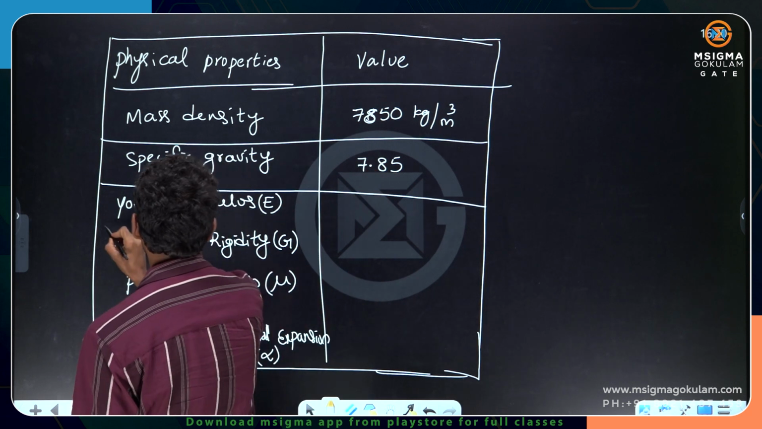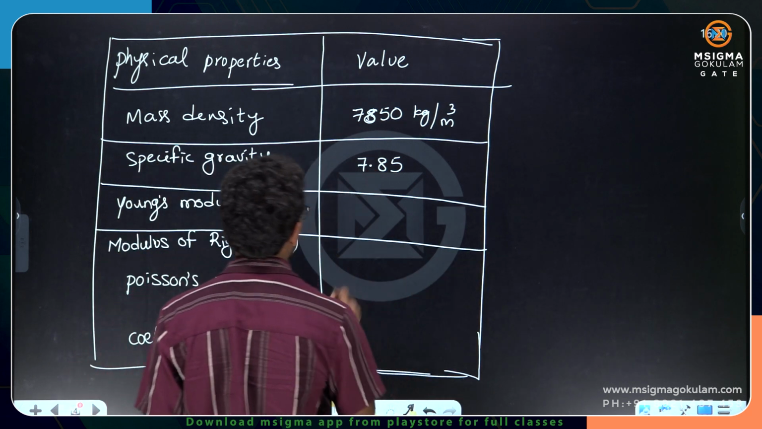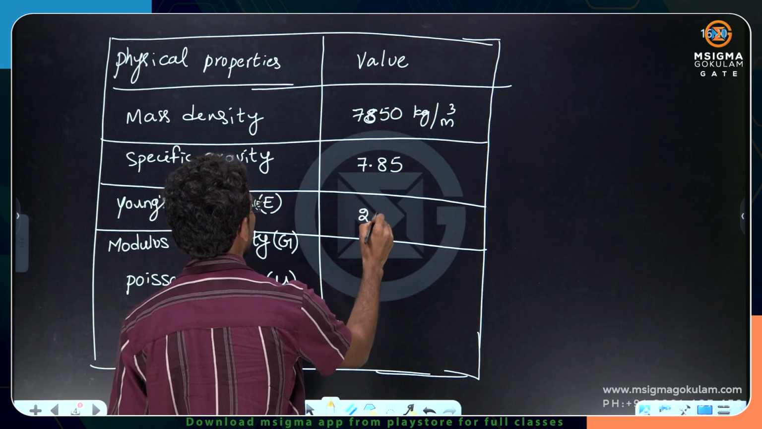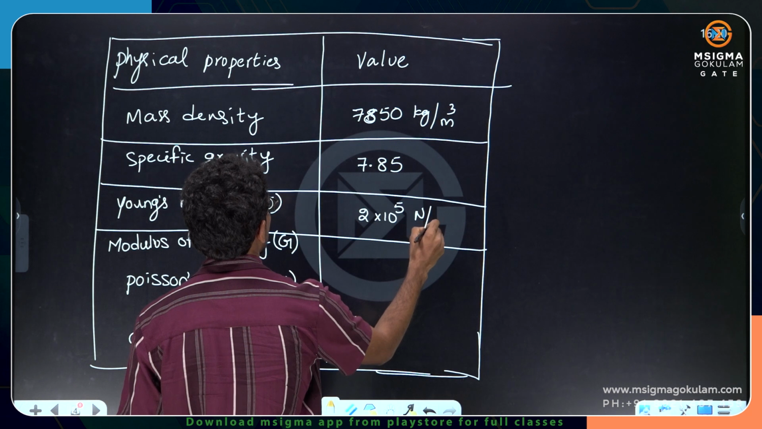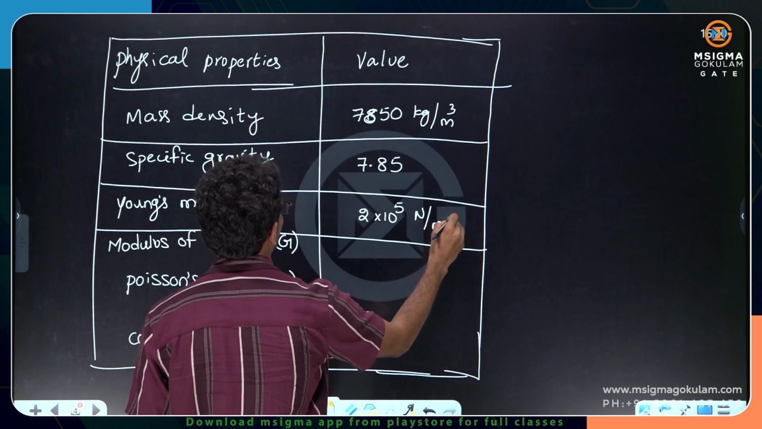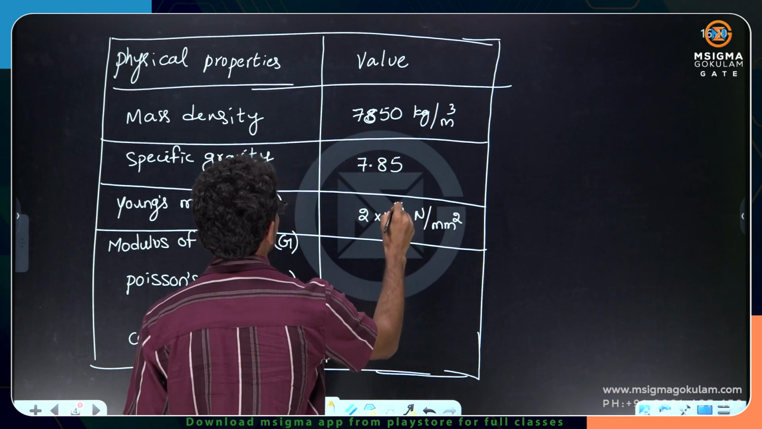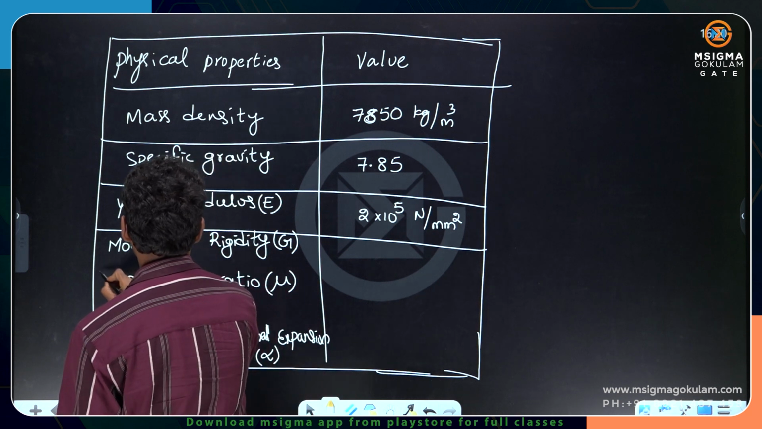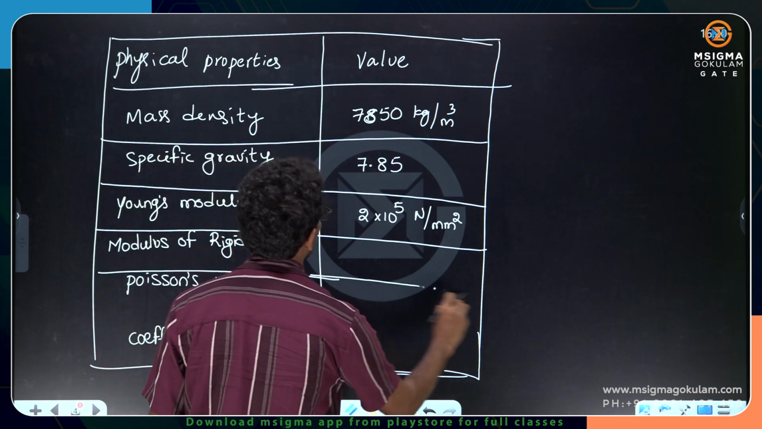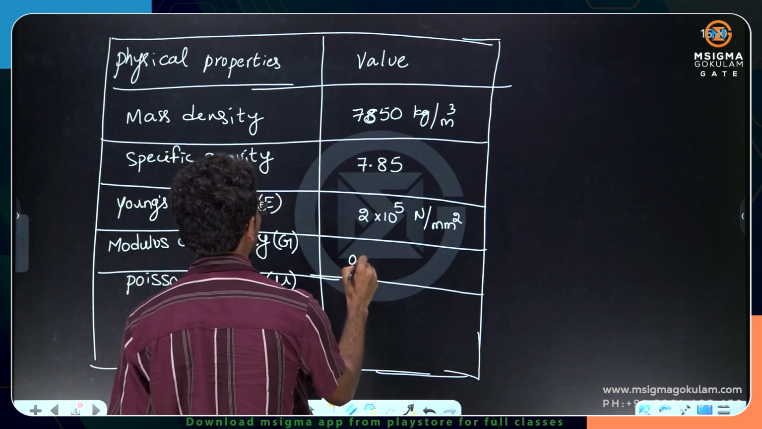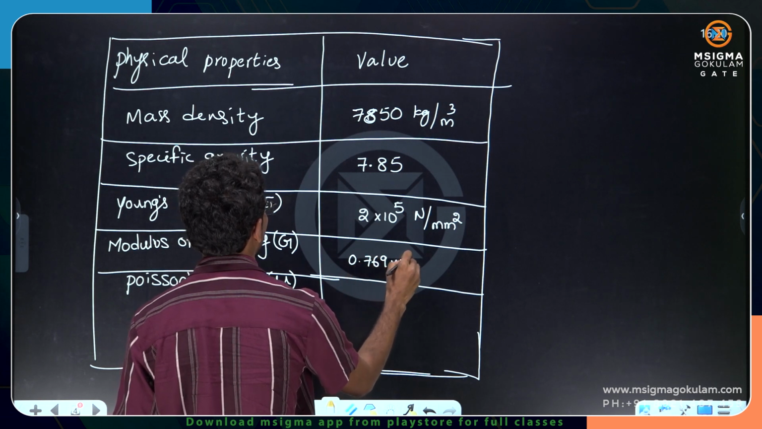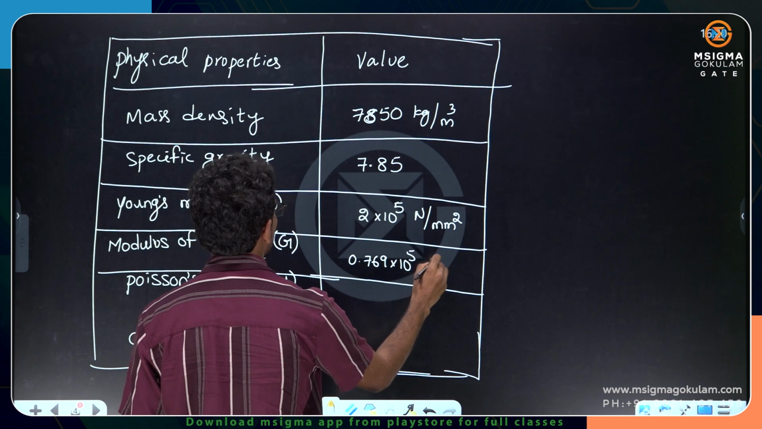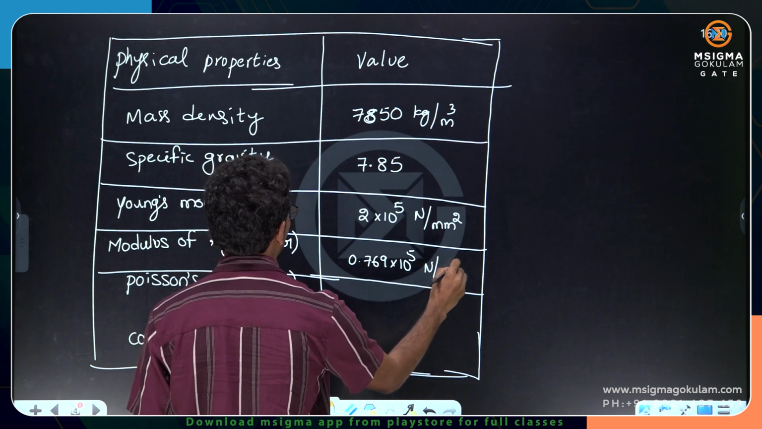Now, what are the Young's modulus of the steel or modulus of elasticity of steel, which is equal to 2 into 10 to the power 5 megapascal, or we can say Newton per mm square. And modulus of rigidity, also called shear modulus, is 0.769 into 10 to the power 5 megapascal, which is Newton per mm square.